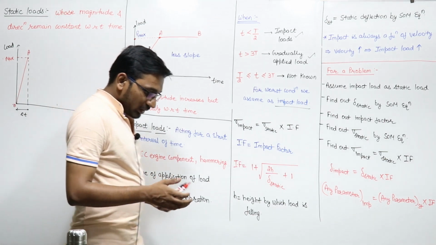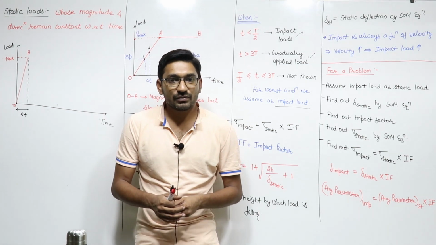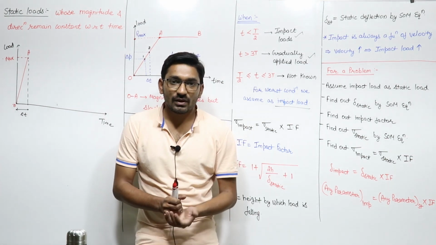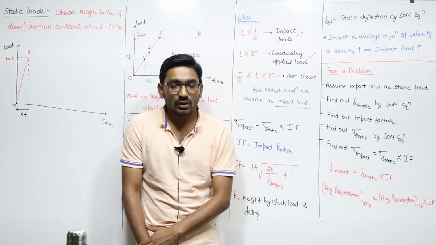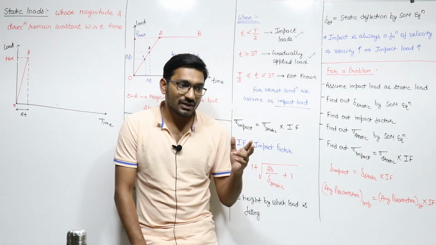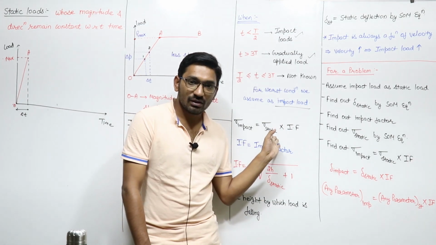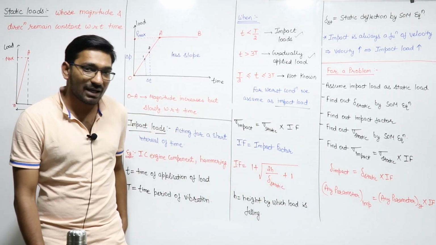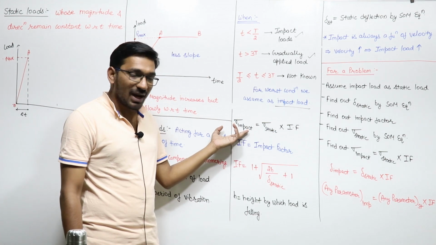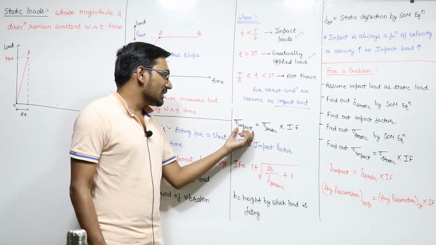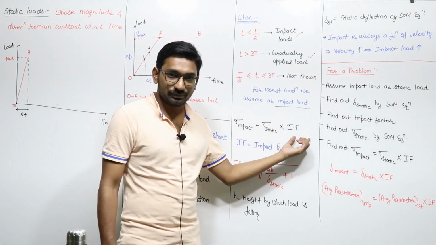Now, if on a body I apply some impact load, and because of that impact load some stress is developed in the body. The body is a deformable body, so stress will be developed in it. The stress developed because of the impact load is the impact stress. To calculate the impact stress, we have this formula: sigma impact, where sigma is the symbol for stress, will be equal to sigma static into impact factor, right?